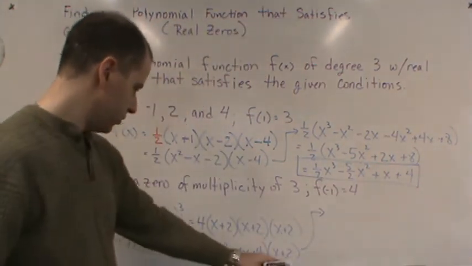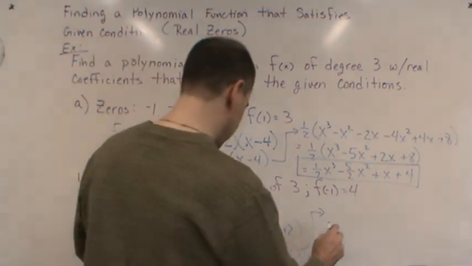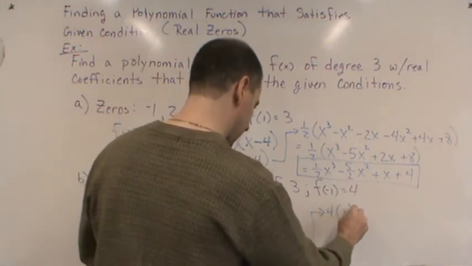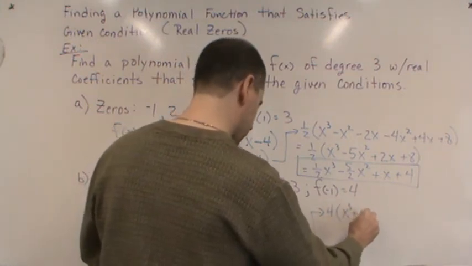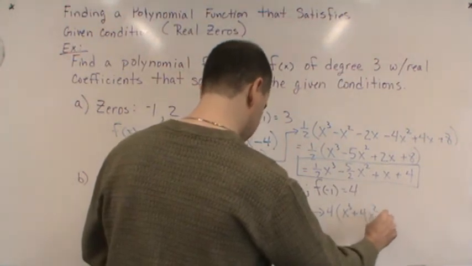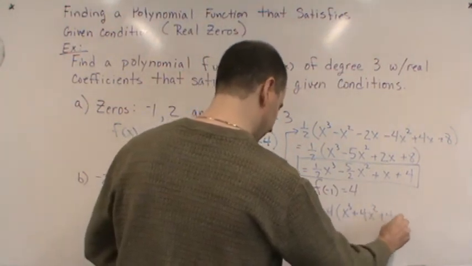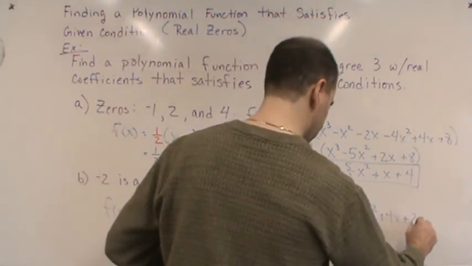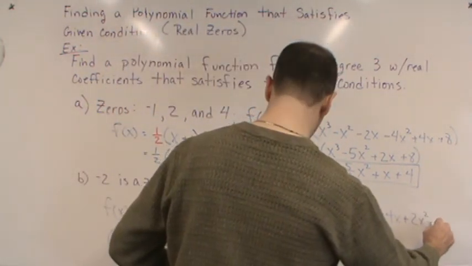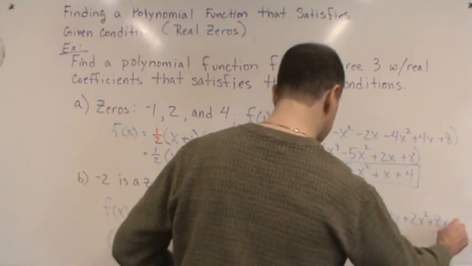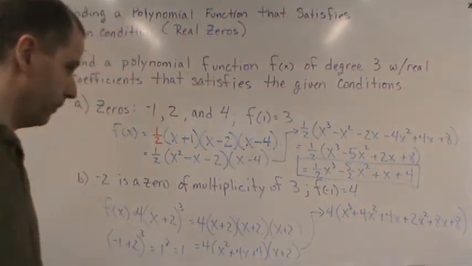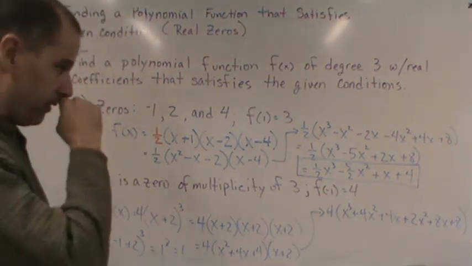So now we're just going to distribute the x. And so if I distribute the x, I get 4 times, I get x cubed plus 4x squared plus 4x. And then I distribute the 2 to all these. I get plus 2x squared plus 8x plus 8. And so now I'm going to simplify this.